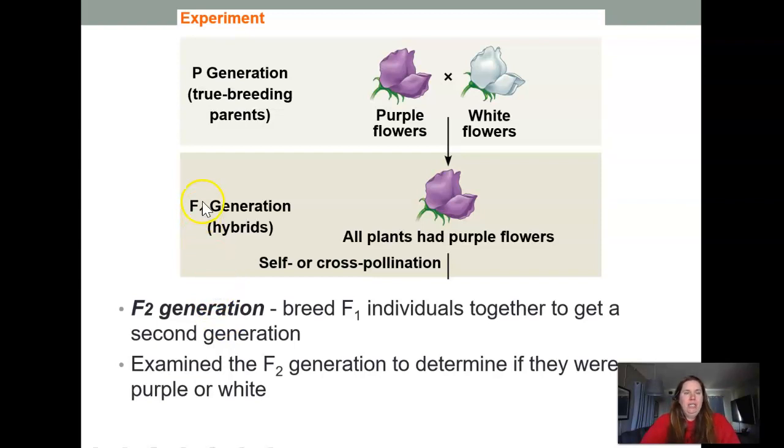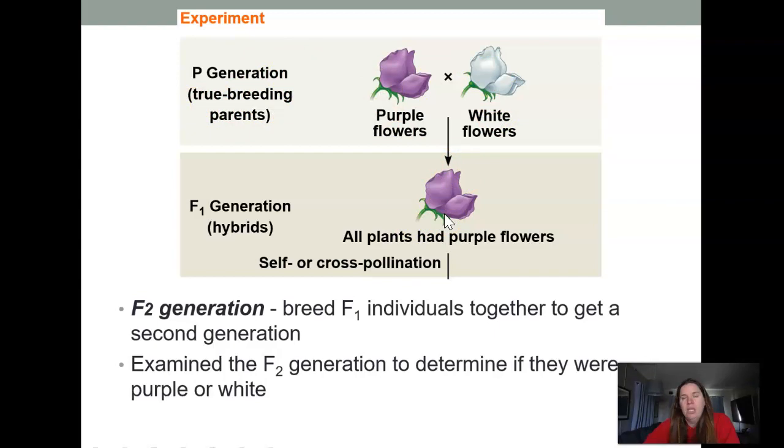So let's look at what he did in his first experiment. Let's just look at one of these characters. Let's look at flower color and the different traits. Of course, remember, we can either have a purple flower or a white flower. So in our parental generation, he took a purple flower and crossed it with a white flower to get the F1 generation. So here we have our first hybrid flower. And no matter how many times he did this, he would only get purple flowers.